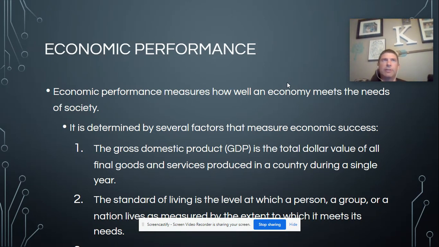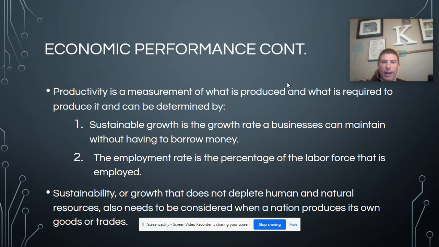We may not classify ourselves individually as wealthy, but when you look at the GDP of the average person, per capita, which means per person, comparing the United States to other countries, it's significantly higher. So it redefines what we might think of as wealthy. Standard of living is the level at which a person or a group of nations live and is measured by the extent to which it meets its needs. So as the GDP is higher, the standard of living is higher. This talks about sustainable growth as the growth rate of business.